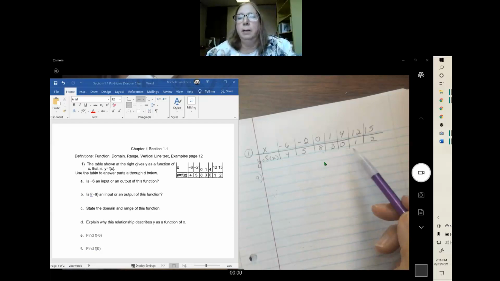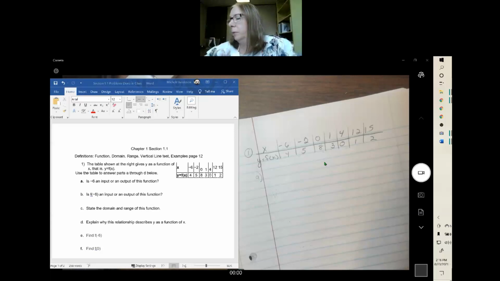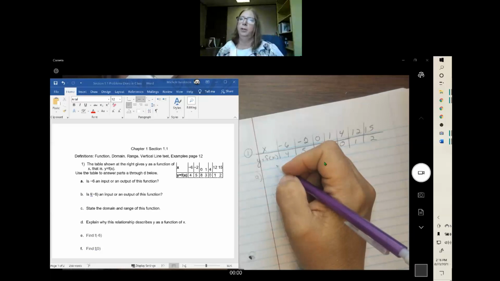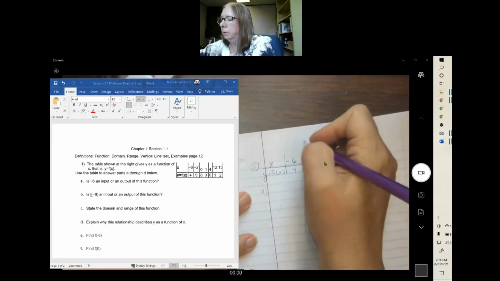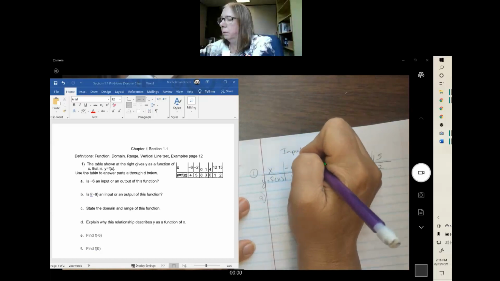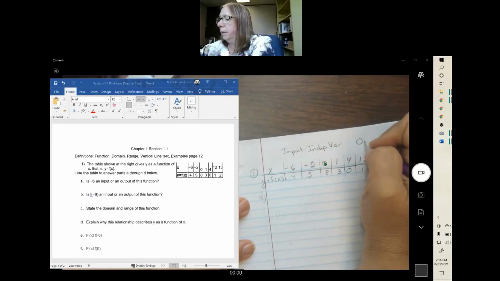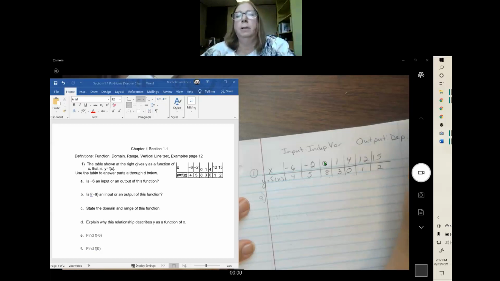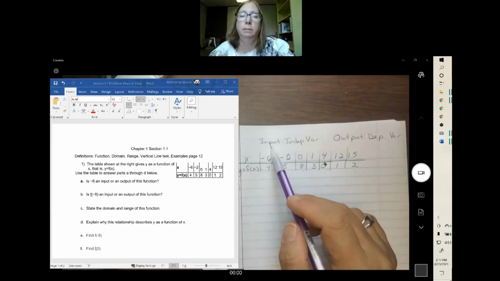This is a function because notice that the x's do not repeat. And when they're talking about an input or an output, the input is your independent variable, and the output is the dependent variable, because it depends on what your input is.